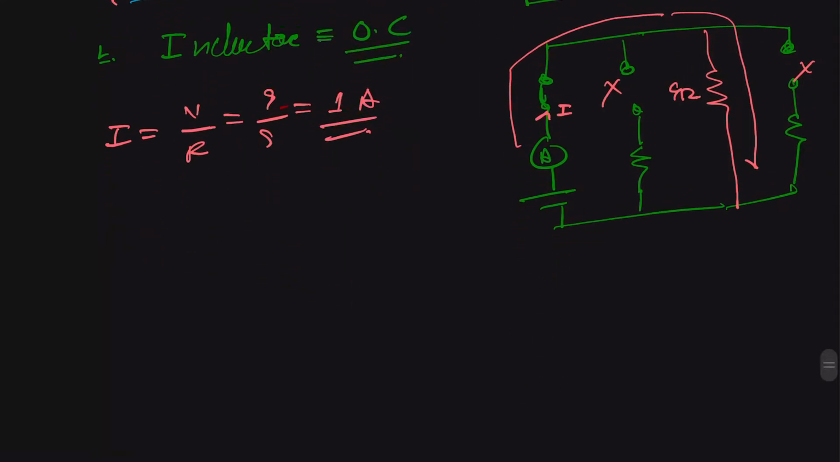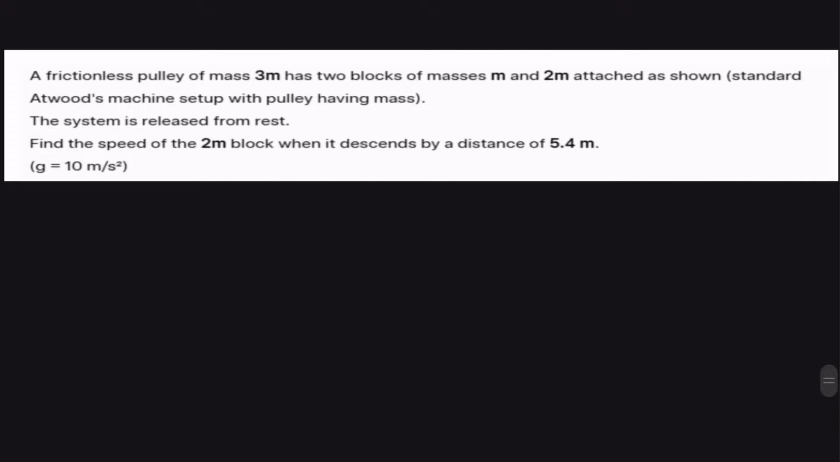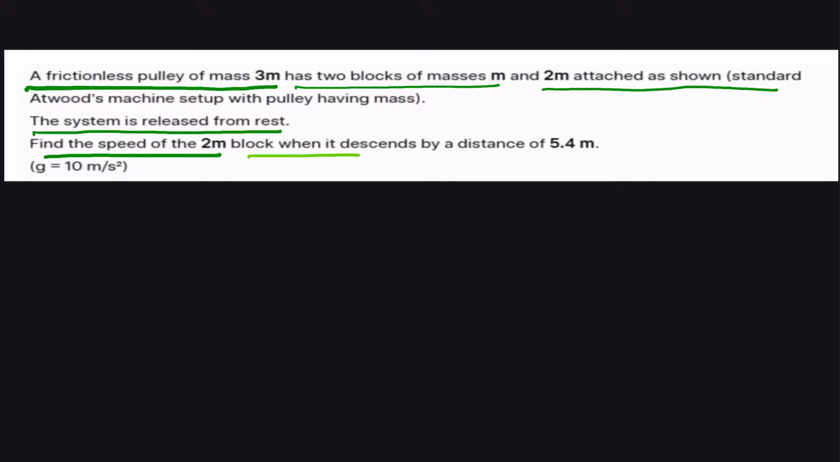Okay, next question. It states that a frictionless pulley of mass 3m has two blocks, m and 2m, attached as shown. The system is released from rest. Find the speed of the 2m block when it has descended by a distance of 5.4 meters.